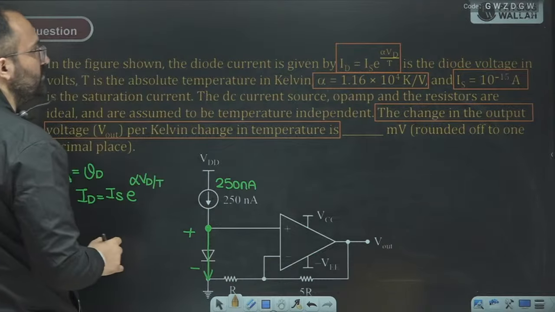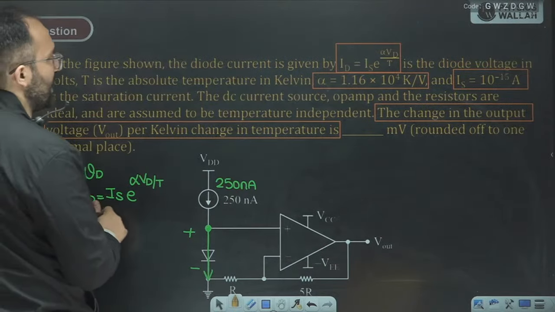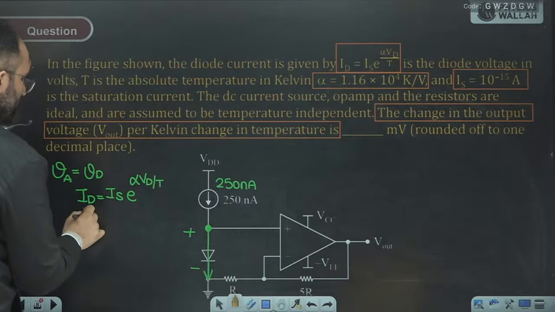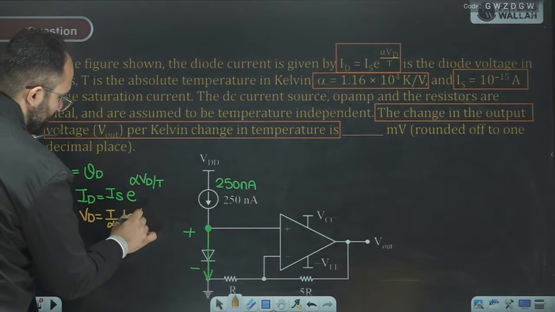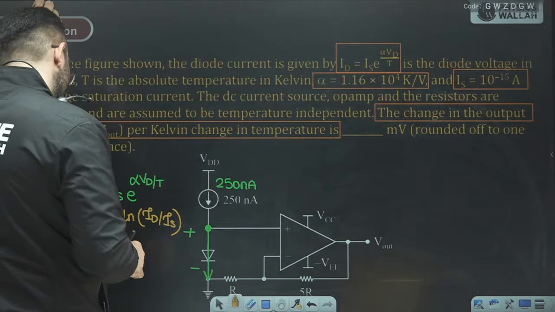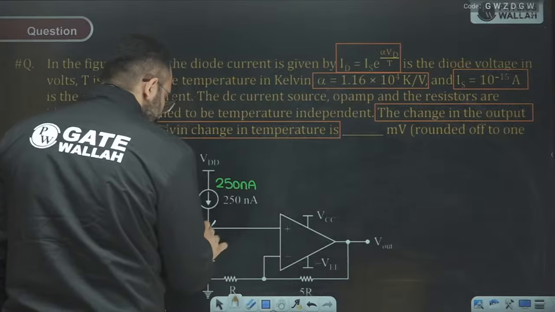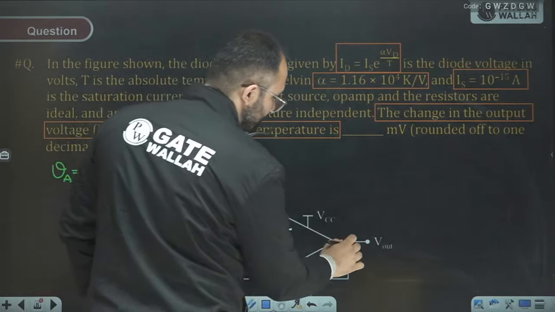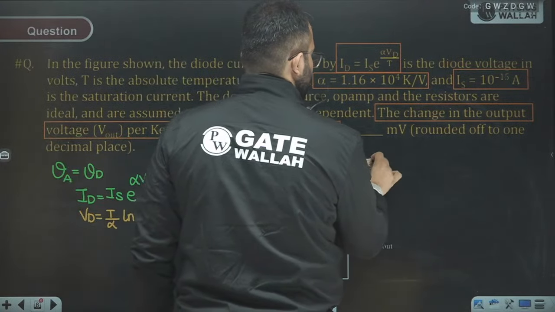Now we can see that ID is equal to 250 nanoampere, or we can keep it like that only. So Vd is equal to T upon alpha ln of ID upon IS. Please check all of you. Okay? Vd is equal to T upon alpha ln of ID upon IS. Now we can see that the voltage at this terminal is Vd, and this is the non-inverting amplifier. So what is the output? This is 5R, this is R. So we can see that the output is 6 into Vd.